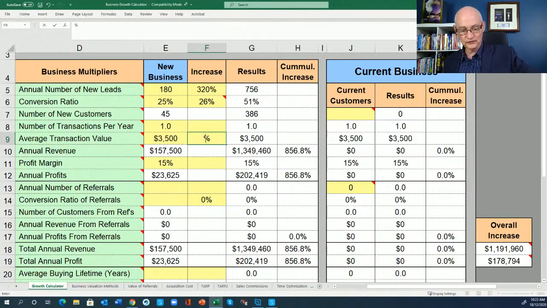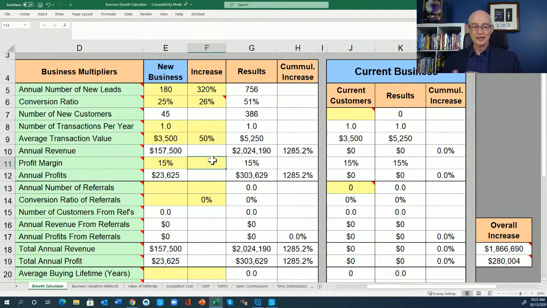What's that as a percentage? Is that 50? Let me have a look. There you go. So 50%. So now the average transaction is $5,250. This is looking pretty sexy.